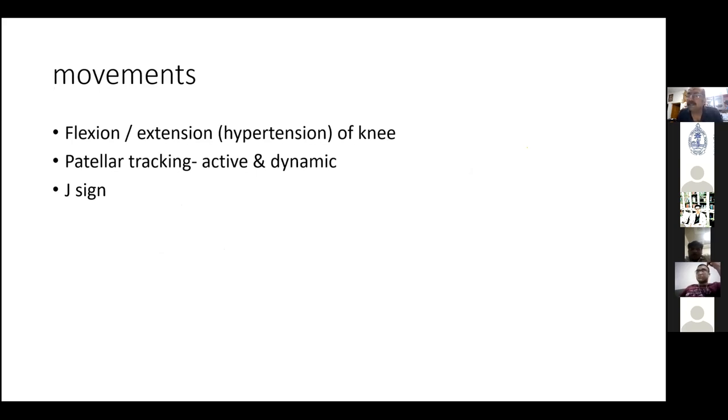What is the J sign? On knee extension, the patella will move more laterally compared to the upward movement. So the patella will move from the medial side to laterally. It will take a J curve, so that is a J sign.